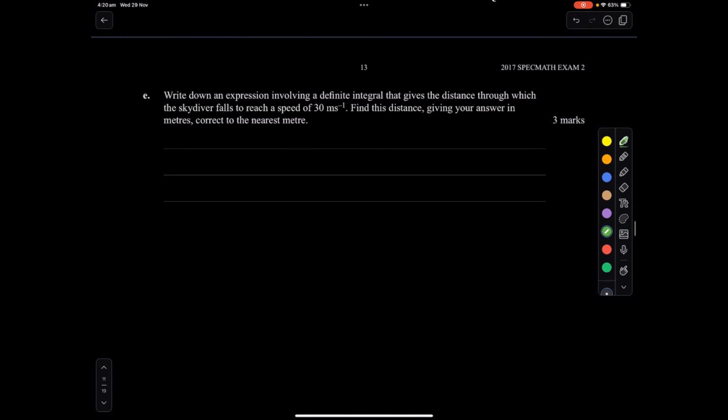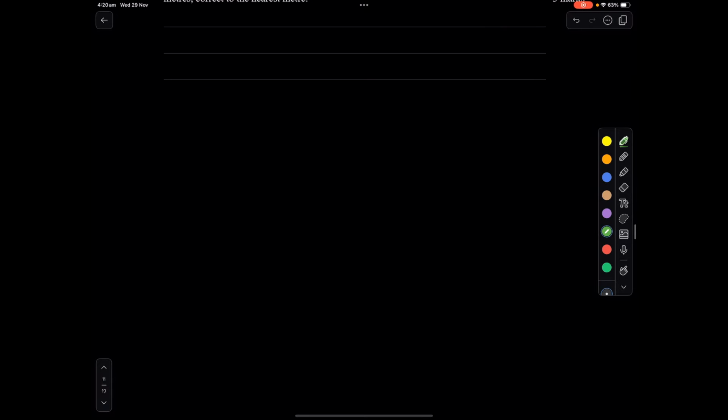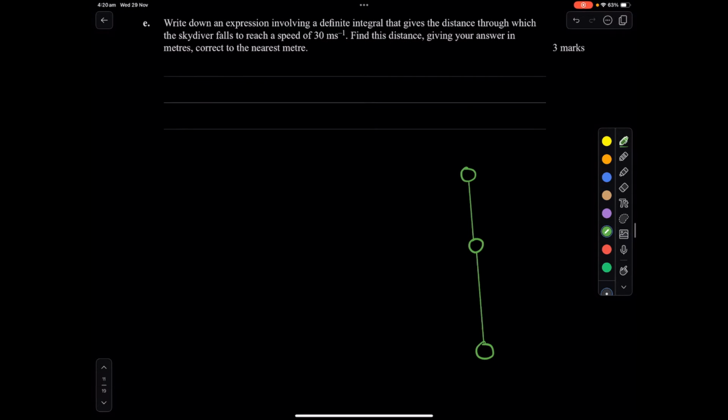Question E. Write down an expression involving a definite integral that gives the distance through which the skydiver falls to reach the speed of 30 meters per second. This gives you the answer in meters. Okay, so it's pretty much the same diagram that we used. Imagine he's over here. He starts with u equals 0, and he goes down. This is when he's subjected for 2 seconds to just acceleration, and then afterwards he goes through air resistance. This part over here is air resistance, whereas this part over here is just acceleration. Alright, we just need to find the total distance pretty much.